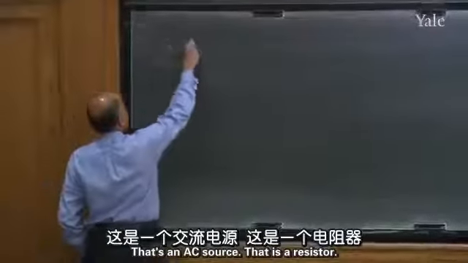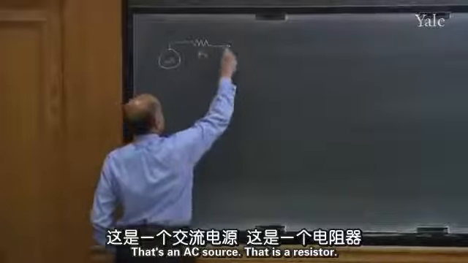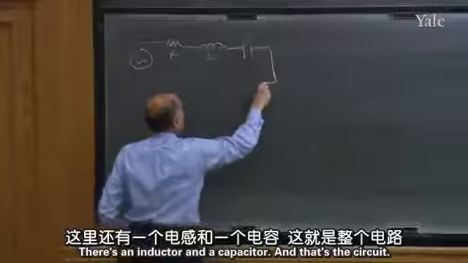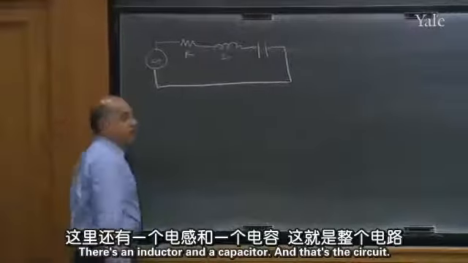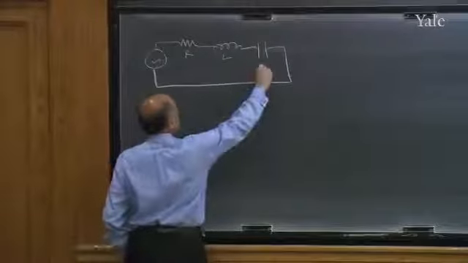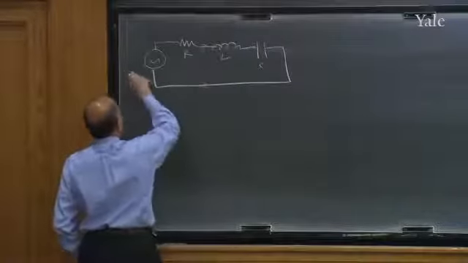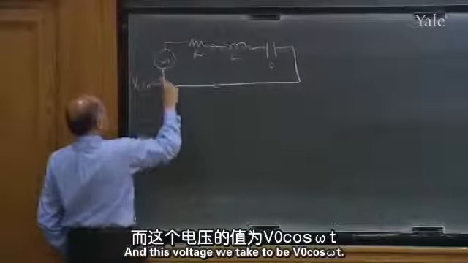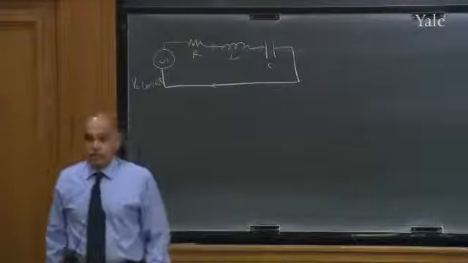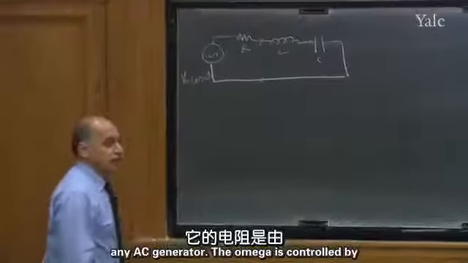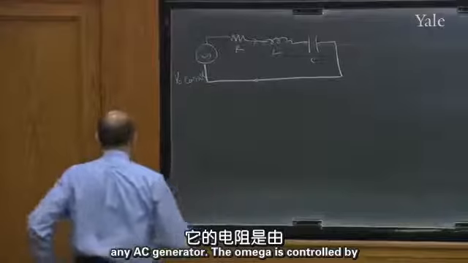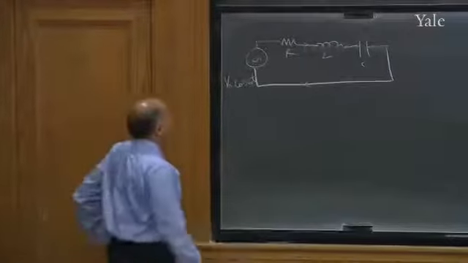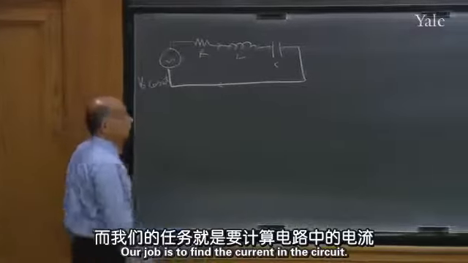That's an AC source. That is a resistor. That's an inductor and a capacitor. And that's a circuit. And this voltage we take to be V0 cosine omega t. That's the kind of voltage that will come out of any AC generator. The omega is controlled by how the turbine is spinning. That frequency is the same as this frequency. Our job is to find the current in the circuit.